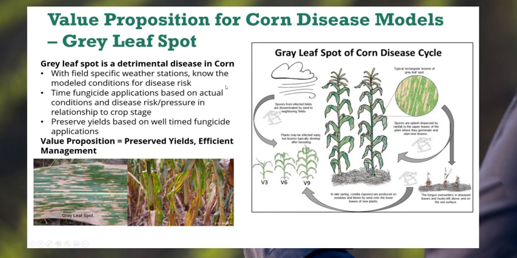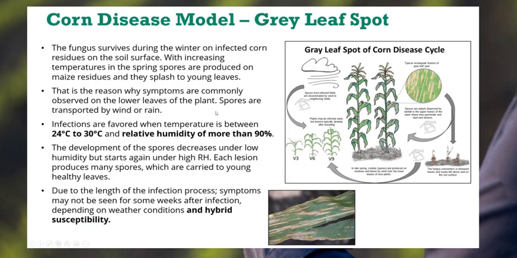So there is a value proposition for corn disease models, and in fact for the gray leaf spot in FieldClimate, a good one. We have local weather data that we collect off our stations, like humidities and leaf wetness and precip and temperature, so we'll know the modeled conditions for the disease risk. We can time then our fungicide applications based on the actual conditions and disease risk pressure in synchrony to the crop stage. We can then preserve our yields based on a well-timed fungicide application or applications, which means we are efficient in what we're doing in preserving our yields and maintaining our crop health for proper yield potential.